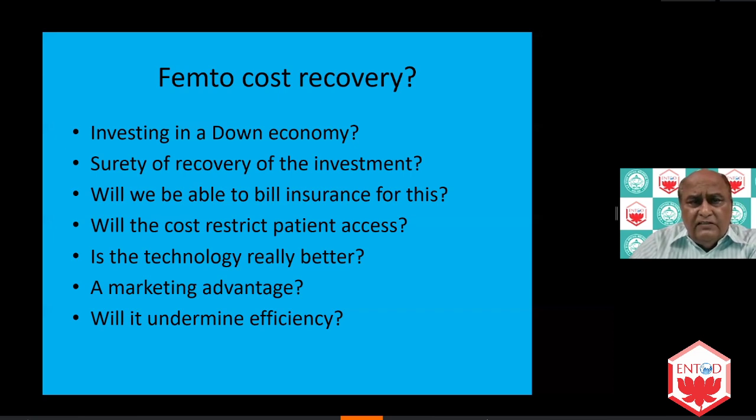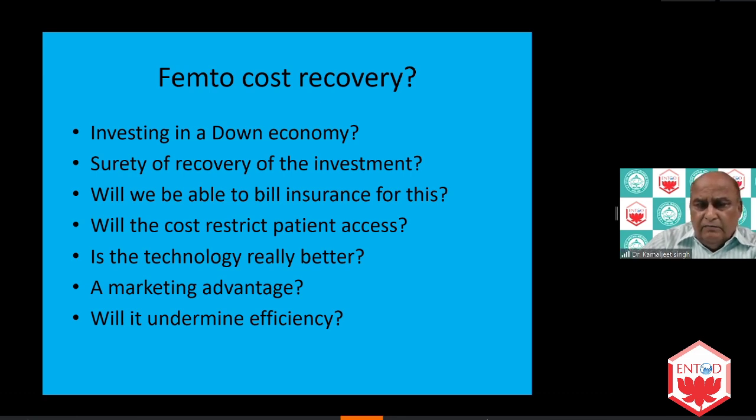So the problem here is that there is already a down economy with the corona. The economy is going down, and you never know whether you will be able to recover the investment that you have made in femto or zepto. And what about the insurance? Whether the additional charges these companies will give you, that is also not clear. And if the cost becomes too much, it restricts the patient's access and it becomes a problem.